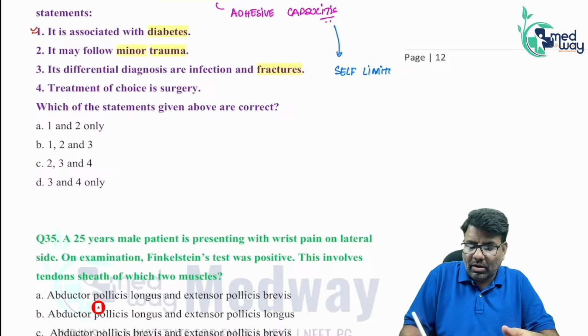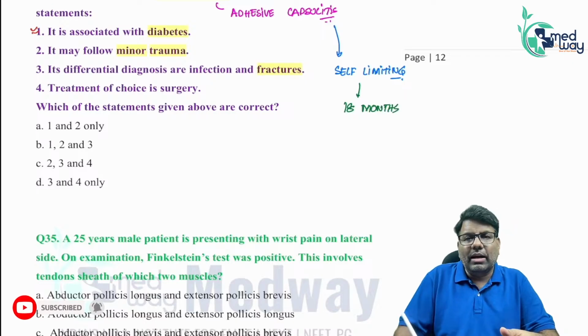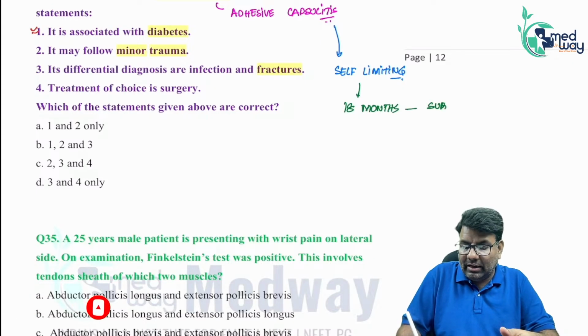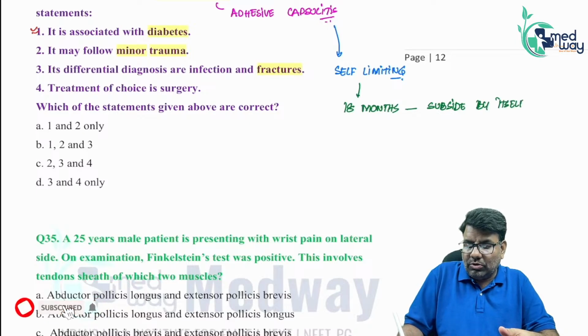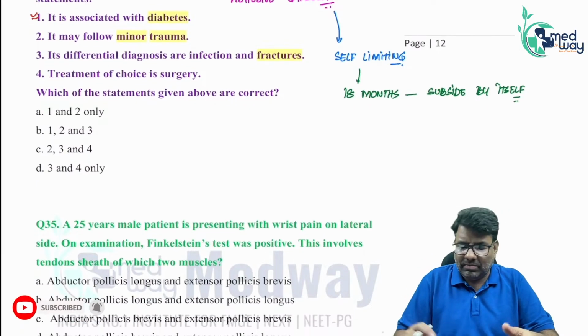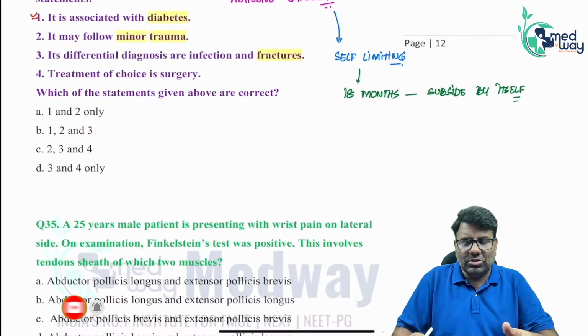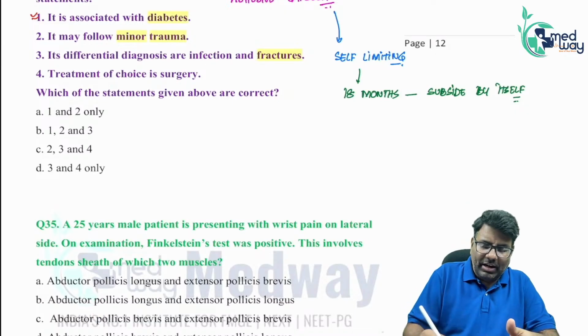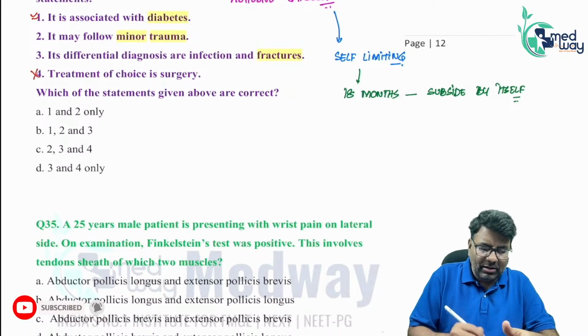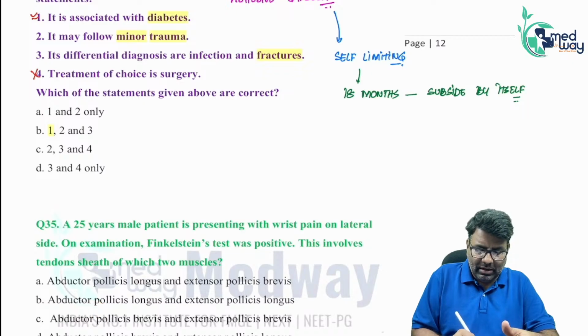self-limiting. When I say self-limiting, it means after a course of around 8 months, it will subside by itself. So you need not do much, just give symptomatic treatment, because this condition is self-limiting, right? So here we need not do any surgery. This has not to be done. So the best answer will come out to be option B, that is 1, 2, and 3, right?